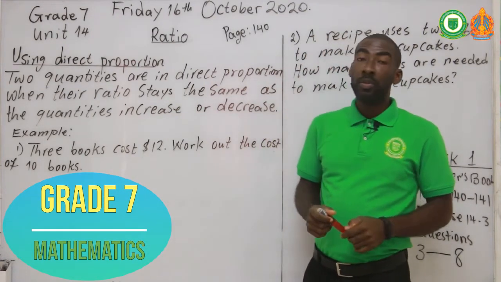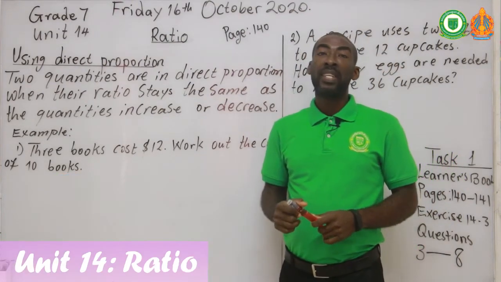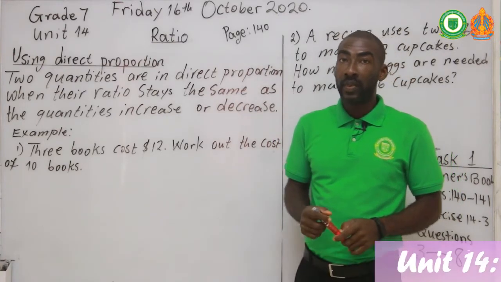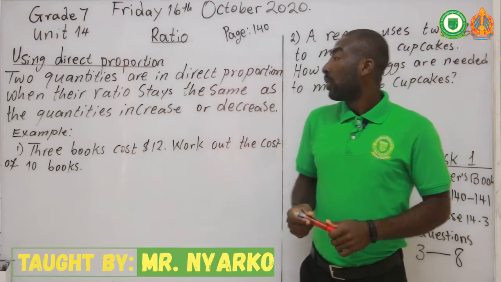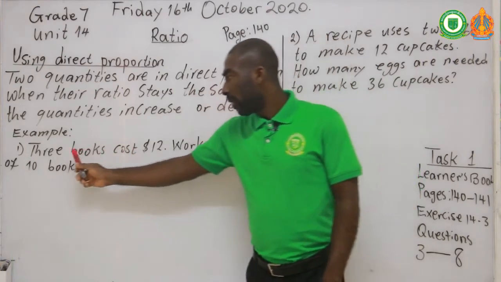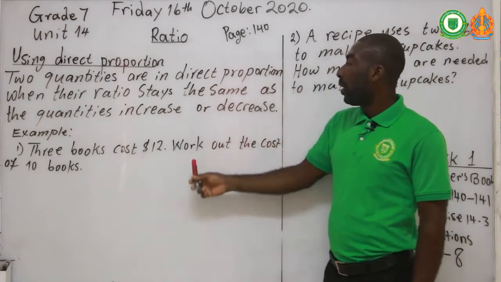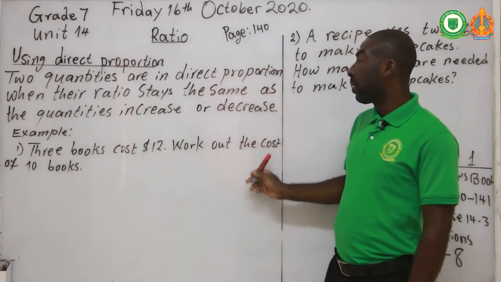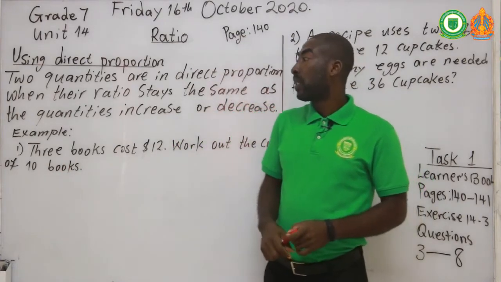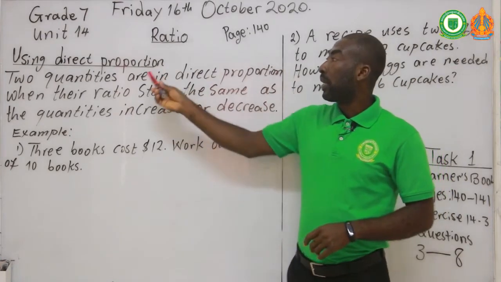We are going to walk through two examples in this section, and then we'll have our first activity to see how well we understand this particular lesson, okay? So our first example says that three books cost $12, okay? We're supposed to work out the cost of 10 books. So this means we're going to use a ratio and we're going to use direct proportion.